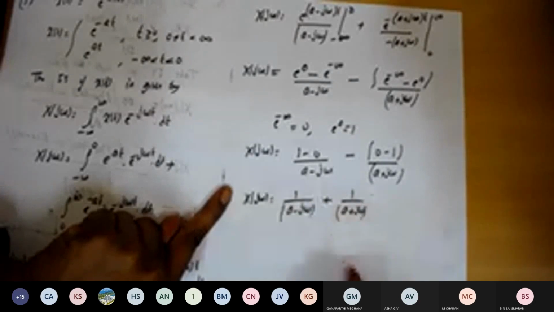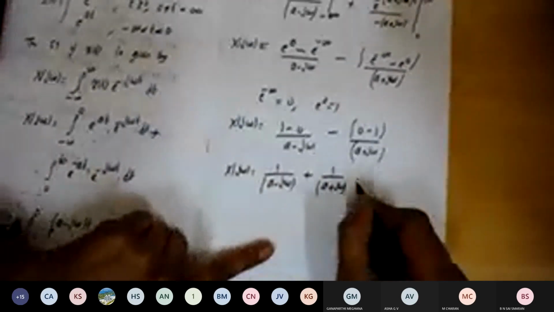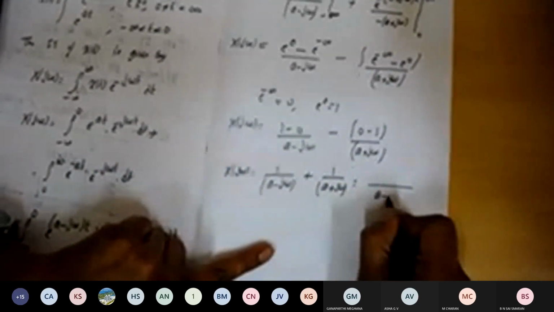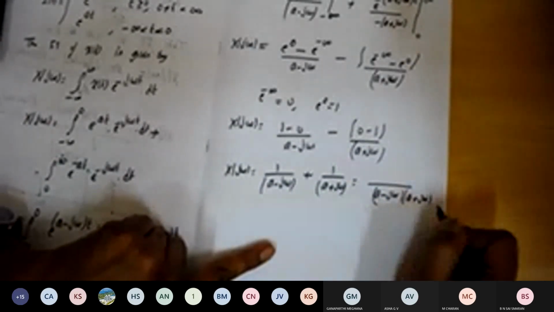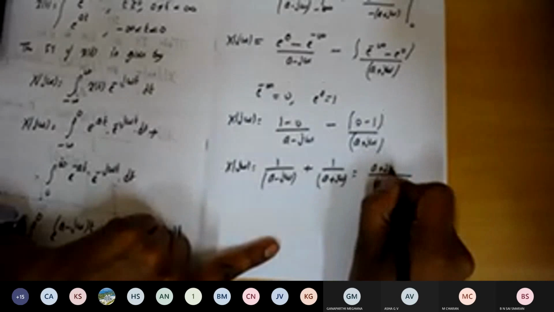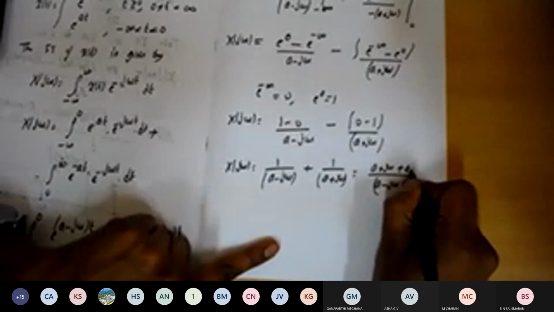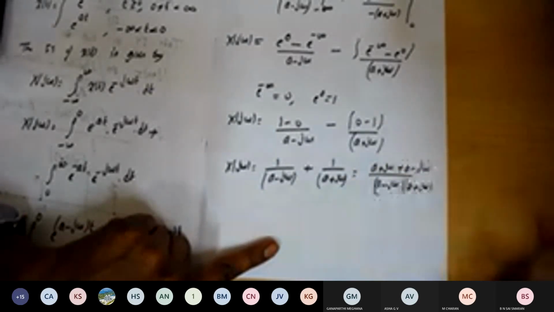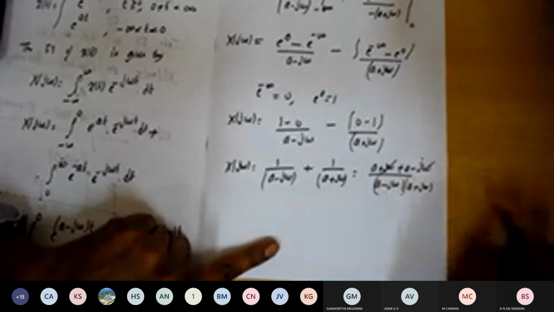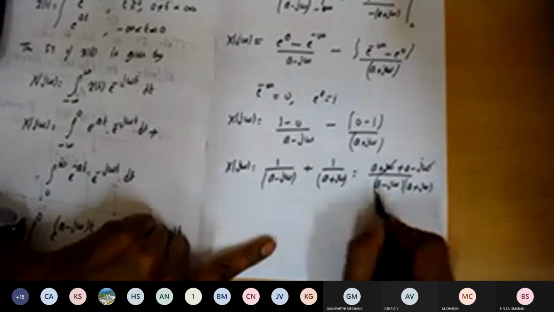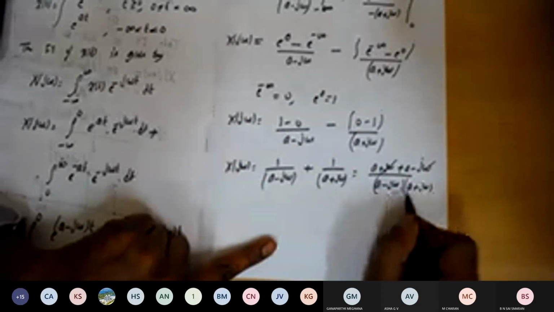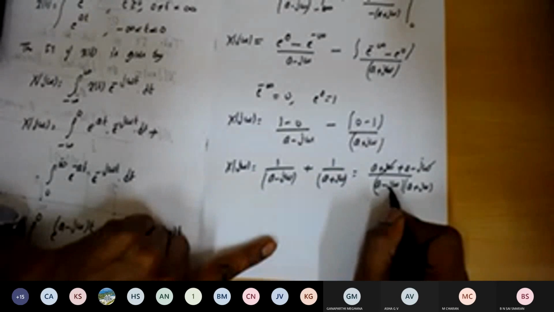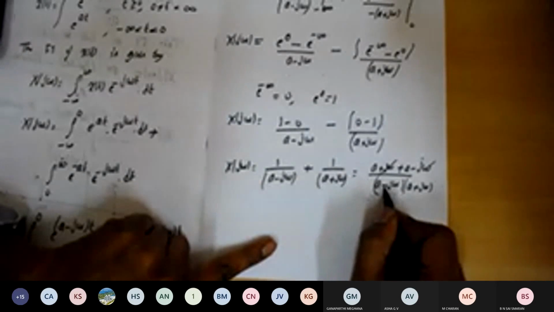So let us take the LCM of these two terms. The denominator becomes a minus j omega into a plus j omega, and the numerator becomes a plus j omega plus a minus j omega. Here plus j omega and minus j omega will get cancelled. In the denominator, we have a minus b into a plus b, which becomes a square minus b square. So omega square, and j square is minus 1. Minus 1 into minus 1 will become plus 1.